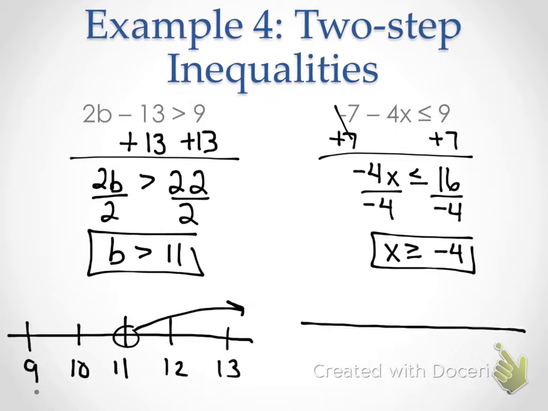All right, so now negative 4, what number goes to the left? Negative 5, negative 6, negative 3, negative 2. Open or closed dot? Closed. Arrow going left or right? To the right. X is greater than or equal to negative 4. There we go.